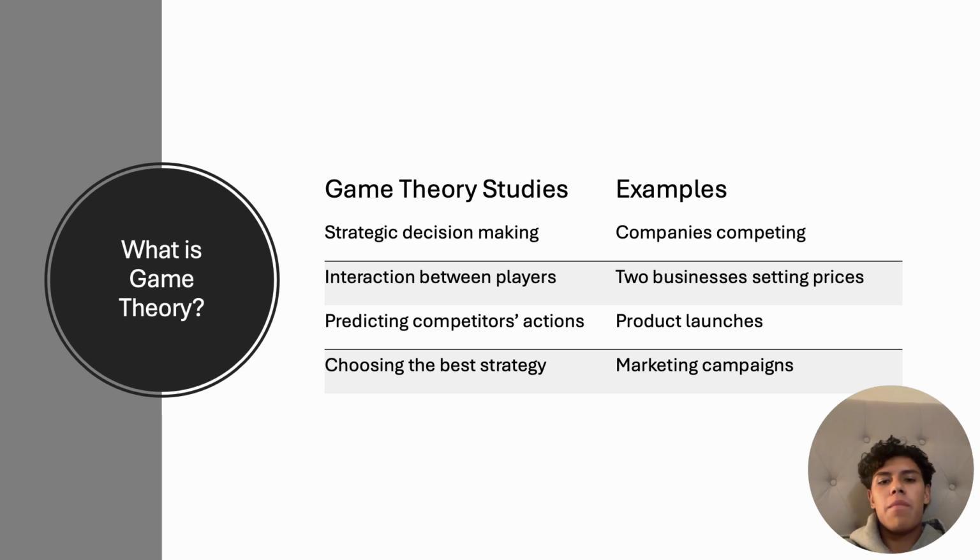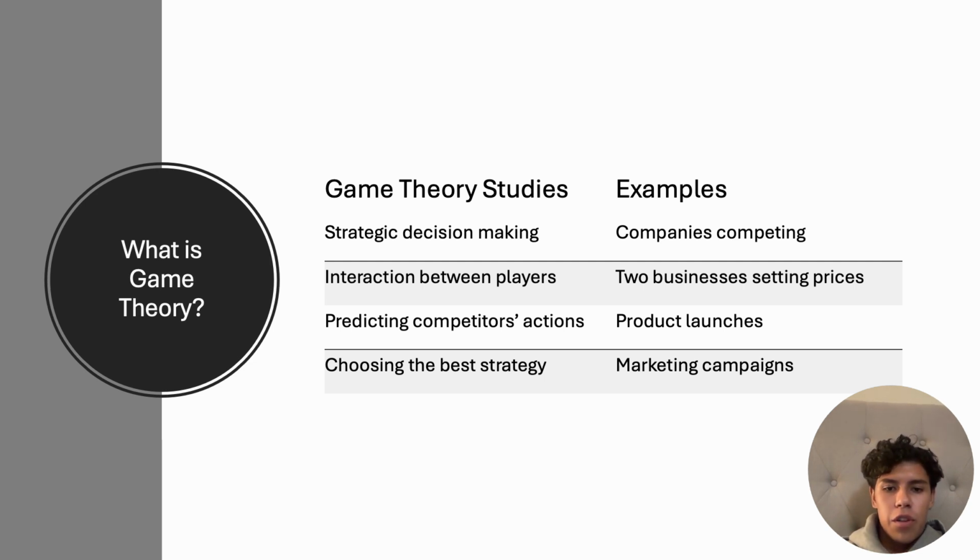Alright, so let's begin by defining game theory. Game theory is the study of strategic decision making. It helps us to understand how people or businesses make choices when their success depends on the actions of someone else. For example, imagine that there are two restaurants located next to each other. One restaurant is thinking about lowering its prices. Before making that decision, it must ask itself, what will the other restaurant do, right?